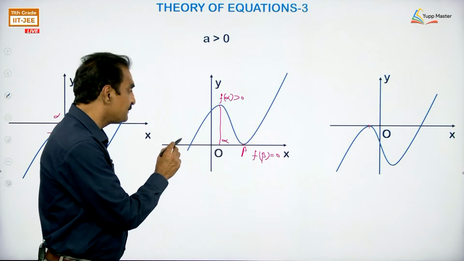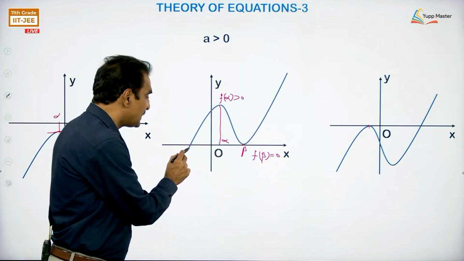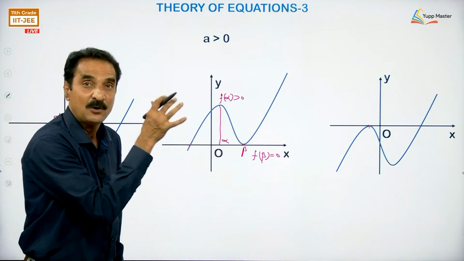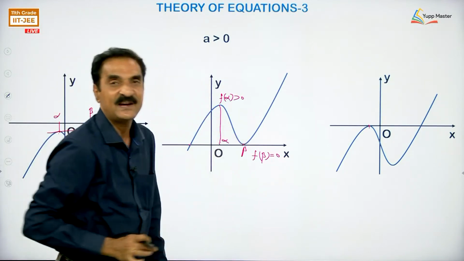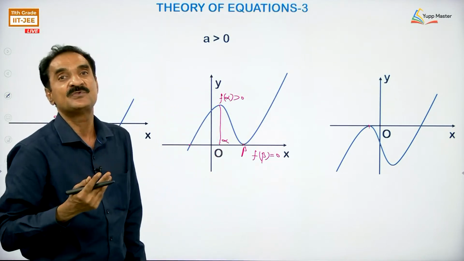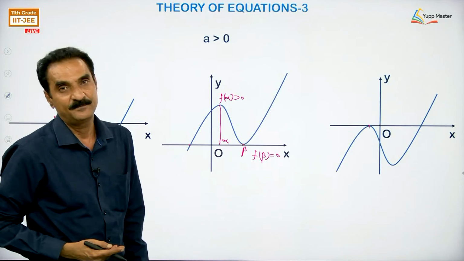So the value of the minimum f of beta is equal to 0. So what happens here, as we discussed earlier, we can say that the graph cuts the x-axis at 3 points, but out of 3 points, 2 coincide. That means this cubic equation will have 3 real roots in which 2 are equal.